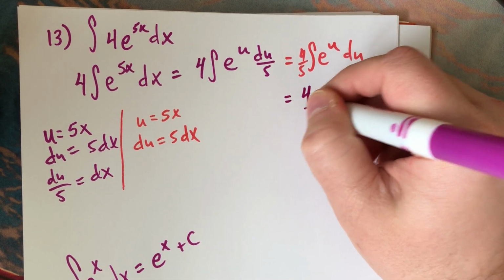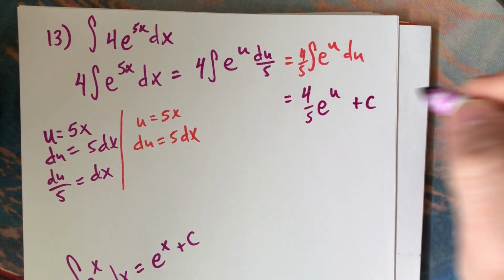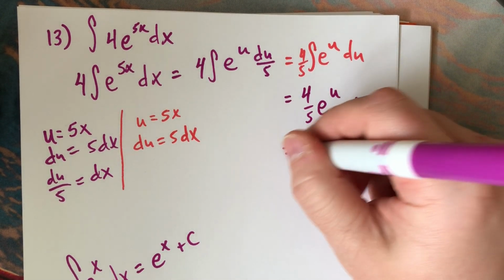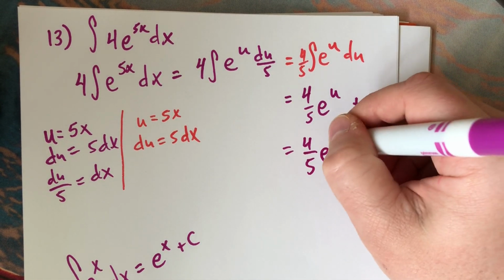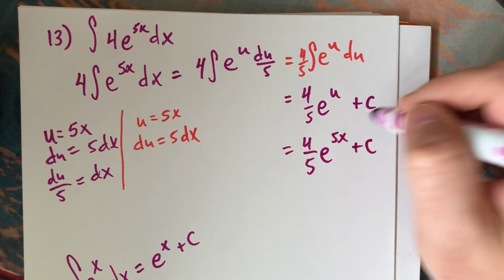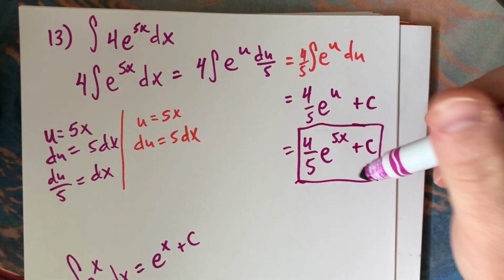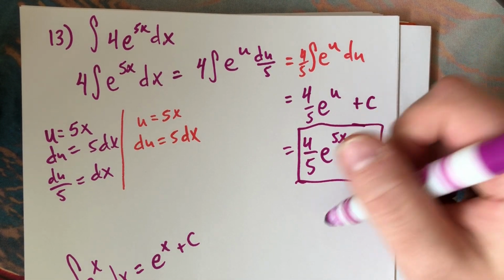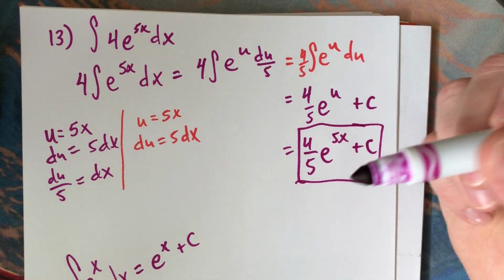So we get 4 over 5 e to the u plus c. And since we don't have bounds, we'll just drop the u back in, 5x. We can double check it. If we were going to take this derivative, the c goes away. The e to the 5x stays e to the 5x, and 5 pops out, right? And the 5 and the 5 will cancel.